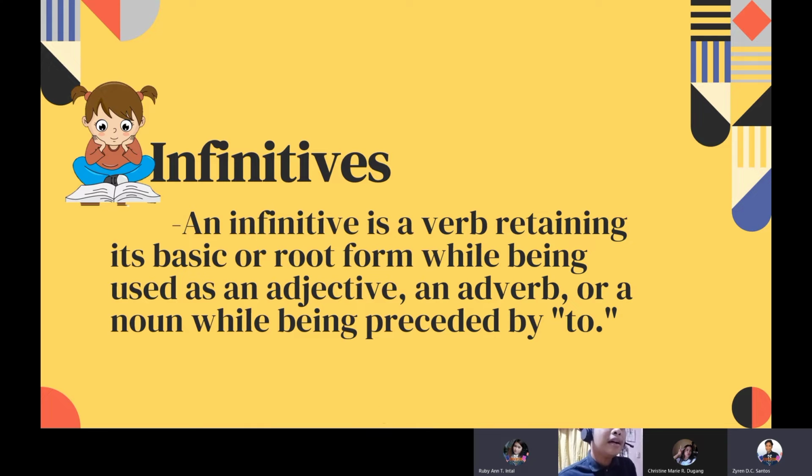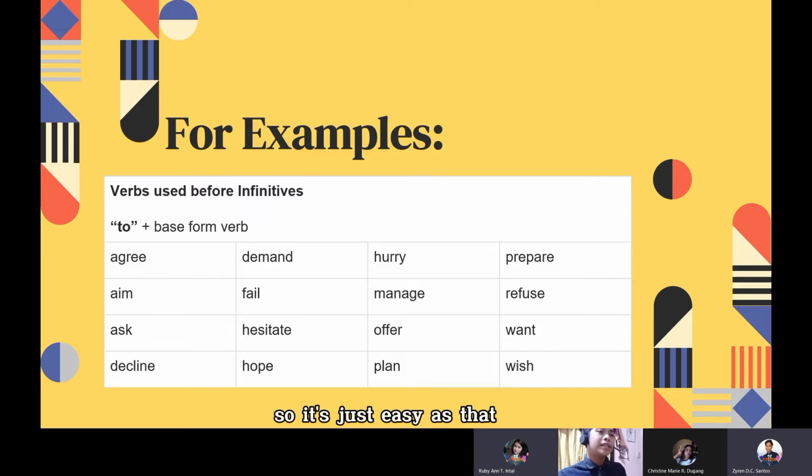Miss Intal, from this, can you please give me an example of an infinitive? From the base verb walk, its infinitive form is to walk. Okay, good. It's that easy, right? It's just as easy as that. We're just adding the word to before the base form of the verb. Just like, for example, agree.